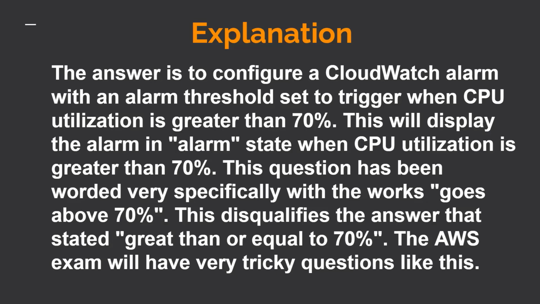Explanation: the answer is to configure a CloudWatch alarm with an alarm threshold set to trigger when CPU utilization is greater than 70%. This will display the alarm in alarm state when CPU utilization is greater than 70%. This question has been worded very specifically with the words goes above 70%. This disqualifies the answer that stated greater than or equal to 70%. The AWS exam will have very tricky questions like this.